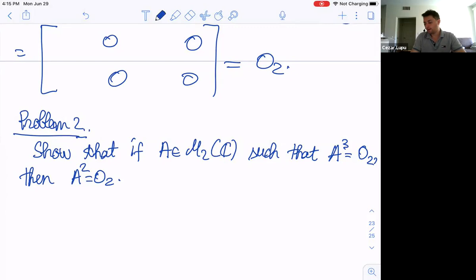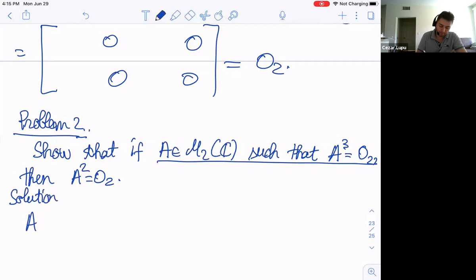Well, let's analyze what we have. We have a matrix A such that A cubed equals O2, the null matrix. So let's write this down. A cubed equals the null matrix.